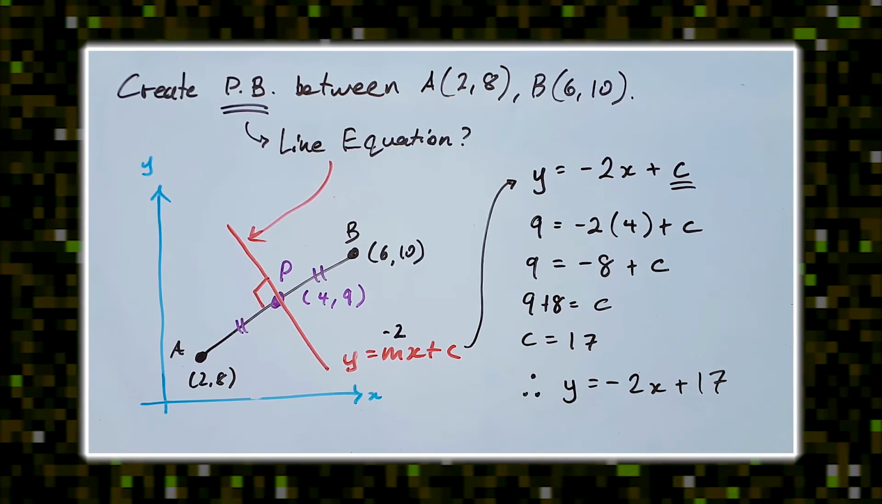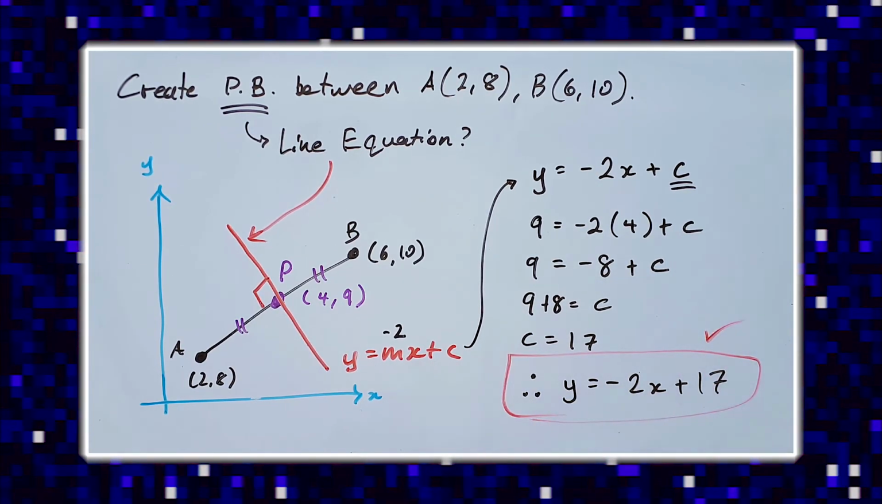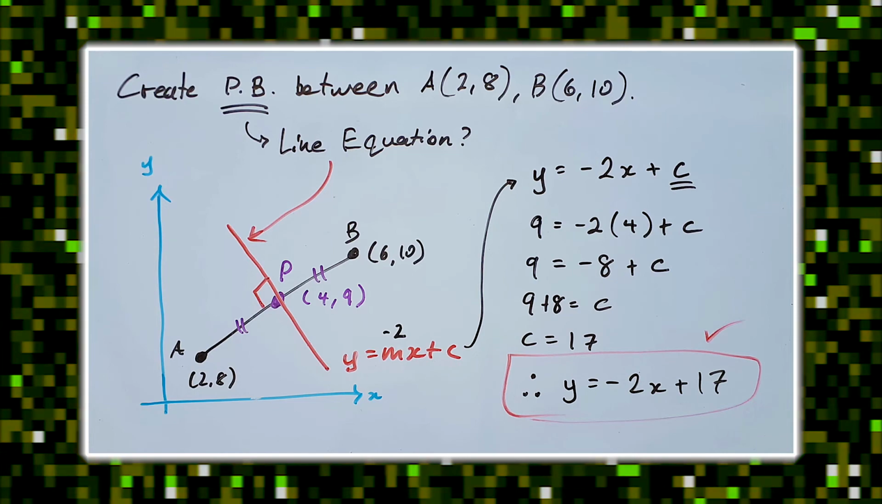And that's the answer. This equation is the only way to describe our perpendicular bisector because it's a straight line.